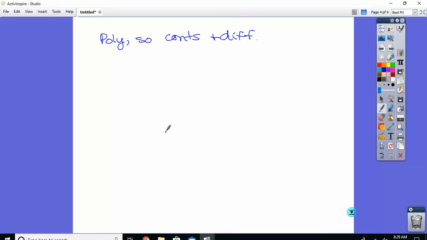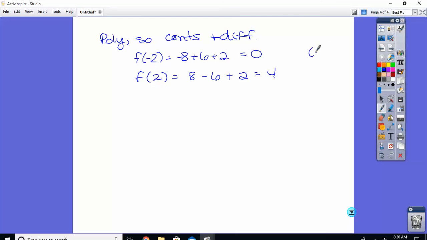Alright, then for the mean value theorem, what do you have to do? Slope. So if you put in a -2, you get out 0. If you plug in a +2, you get out 4. So your points are (-2, 0) and (2, 4). So the slope between them, y2 minus y1 over x2 minus x1, our slope is 1.